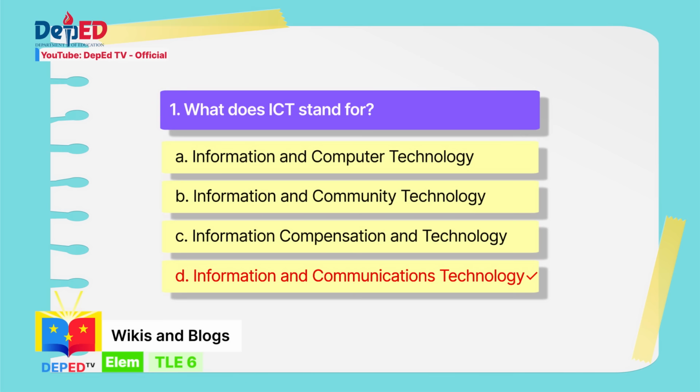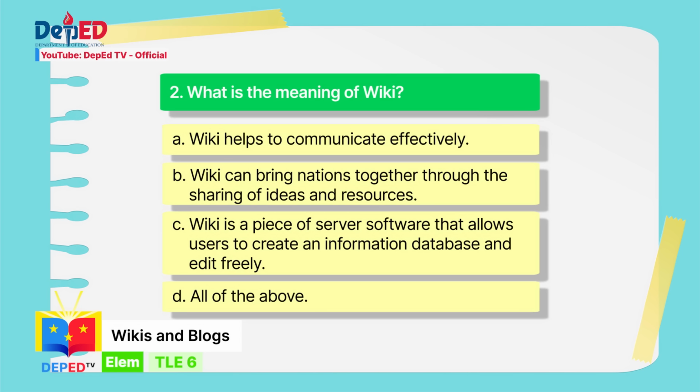Number 2, what is the meaning of Wiki? Letter A, Wiki helps to communicate effectively. Letter B, Wiki can bring nations together through the sharing of ideas and resources. Letter C, Wiki is a piece of server software that allows users to create an information database and edit freely. Letter D, all of the above. Number 2, letter C. Wiki is a piece of server software that allows users to create an information database and edit freely.